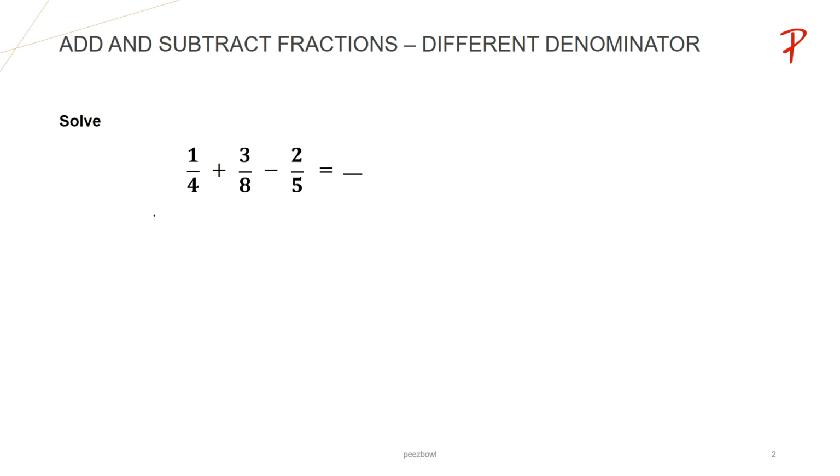Hi, in this video we will see how to solve fraction questions when we have both addition and subtraction. In order to solve any fraction questions, if we do not have a common denominator, like in this example where we have different denominators 4, 8 and 5, then our first job is to find a common denominator. In order to find a common denominator, we need to first find out the LCM.